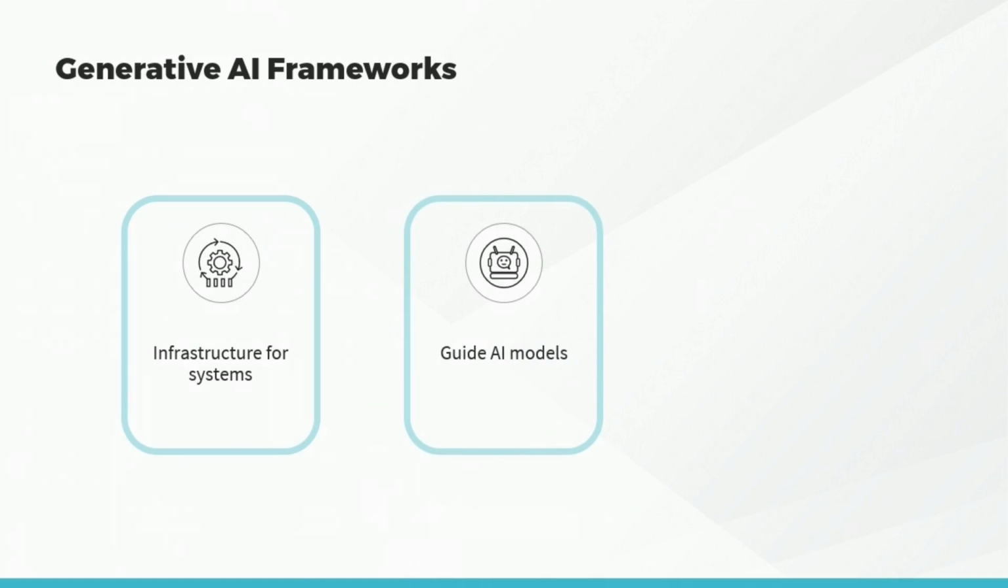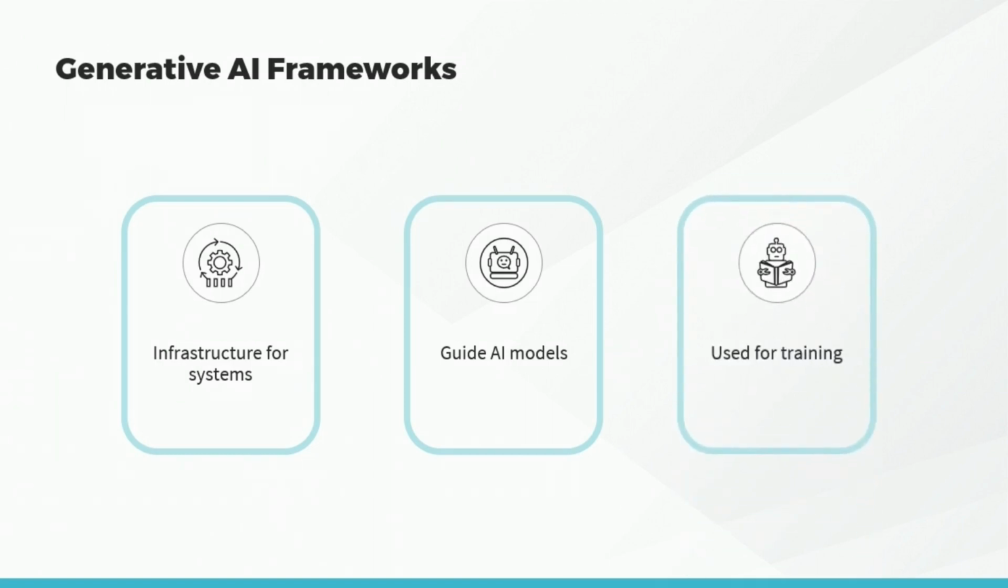We won't be able to talk about it in this video, but know that underneath what's actually happening inside of these neural networks is really just advanced mathematics that the computer is very good at doing. And what we're doing with these generative AI frameworks is also using them for training. So they manage our infrastructure for our systems. They will guide our AI models with the complex mathematics inside of them. And we use them to actually train our models.